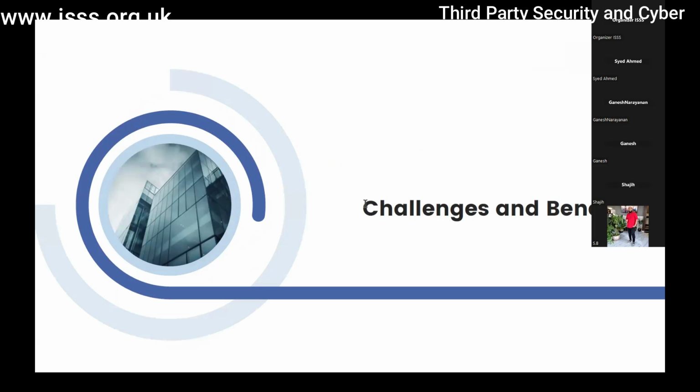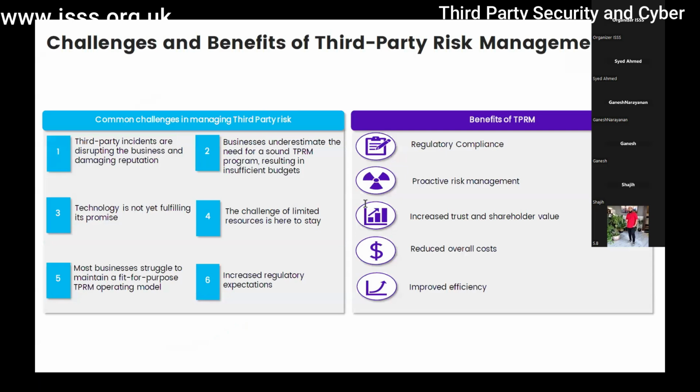We'll now talk about the challenges and benefits. Everything comes with a challenge, and of course, there are always benefits associated with the challenges. So the common challenges in managing third party risk: the third party incidents are, as I've mentioned earlier, disrupting the business at a very massive scale. The incident, as I mentioned about the CrowdStrike, or the incident which happened a few years back from SolarWinds, caused a huge outage for the different organizations, and they were heavily dependent on these third party vendors to provide some critical services.